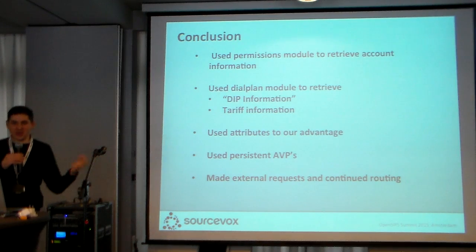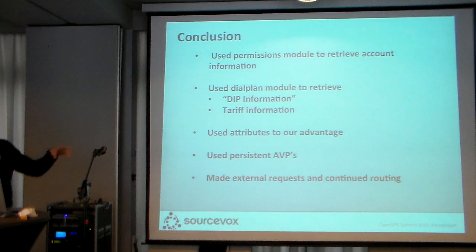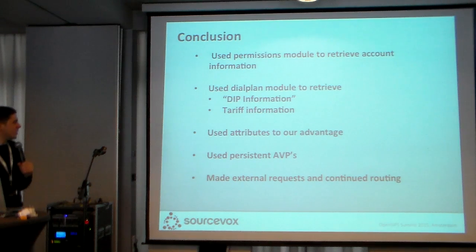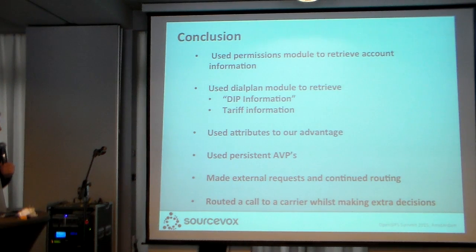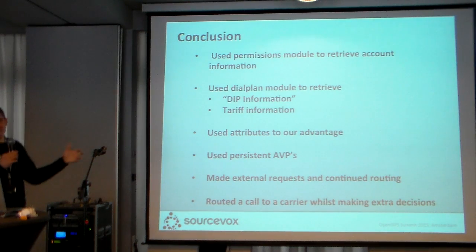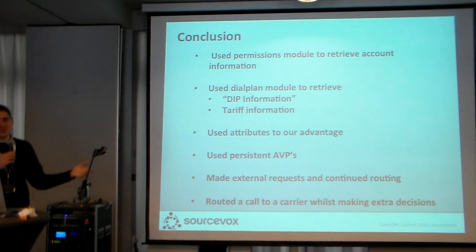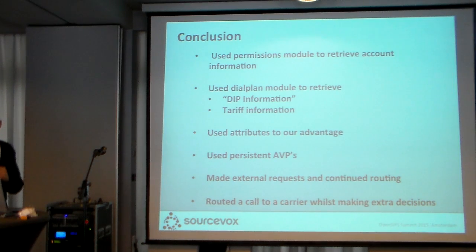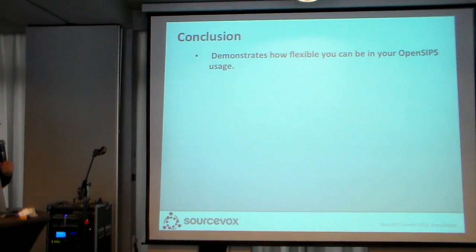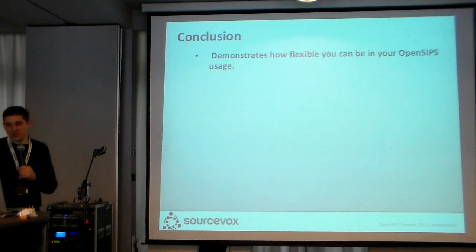And you can make as many external requests as you like. You can just keep going and keep using all the features of OpenSIPS and building up what you might need in order to complete the call. And we've routed the calls to the carrier whilst making extra decisions. While we've just used the permissions module to authenticate the call, and the dial plan to do some lookups, and the dynamic routing module, we've actually combined quite a few extra bits of information in there to make the routing a bit more than just a load of OpenSIPS modules used out of the box to do what they were doing in the documentation. So it demonstrates how flexible you can be.